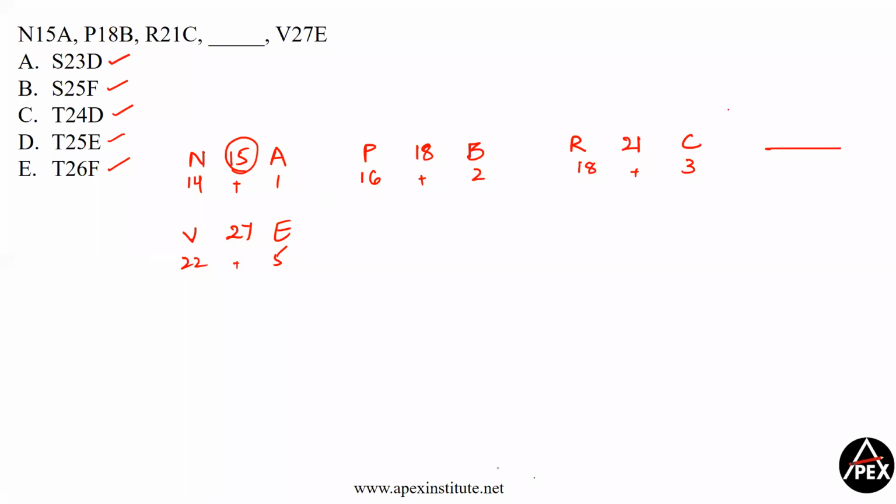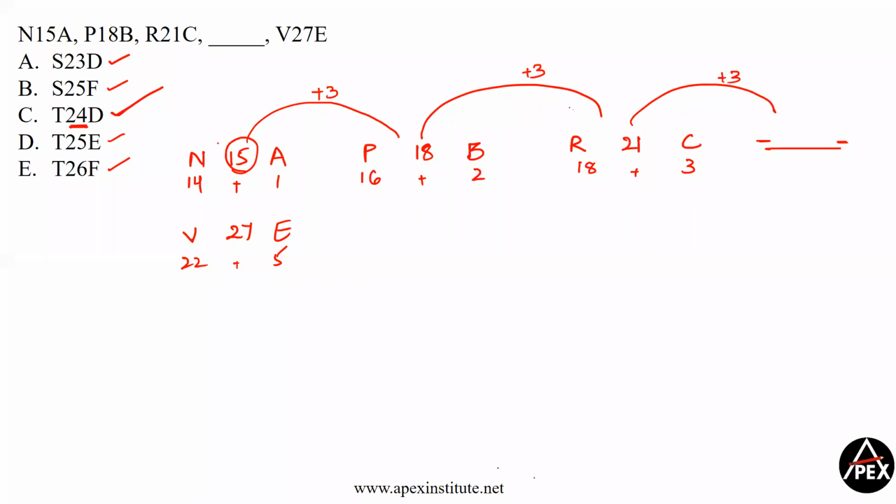Now let us see what will be the first alphabet and the third alphabet in the missing term. 18 plus 3 is 21, so 21 plus 3 is 24, and 24 plus 3 is 27. So you should have 24 in the middle. Perfect. So C might be the answer, isn't it?